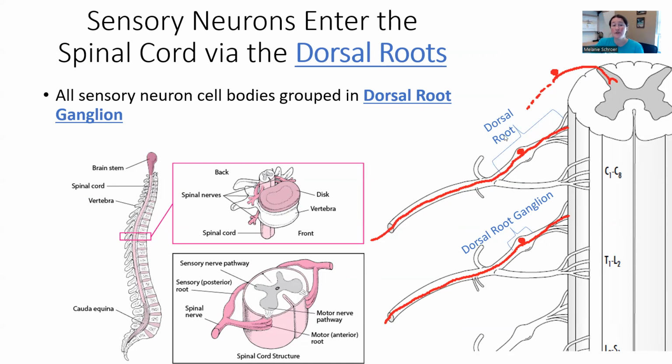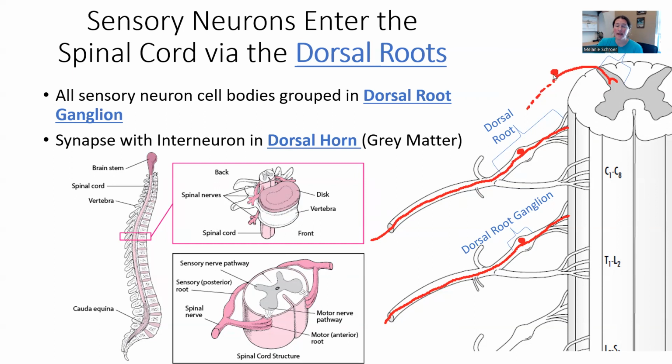In this case, the neuron cell bodies are grouped together all in this one little bulbous structure called the dorsal root ganglion. So a ganglion is just a group of neuron cell bodies, in this case, outside of the central nervous system. Okay. Remember that all of these structures are passing through the holes in between the vertebrae. So these intervertebral foramina. Okay, so passing through right here.